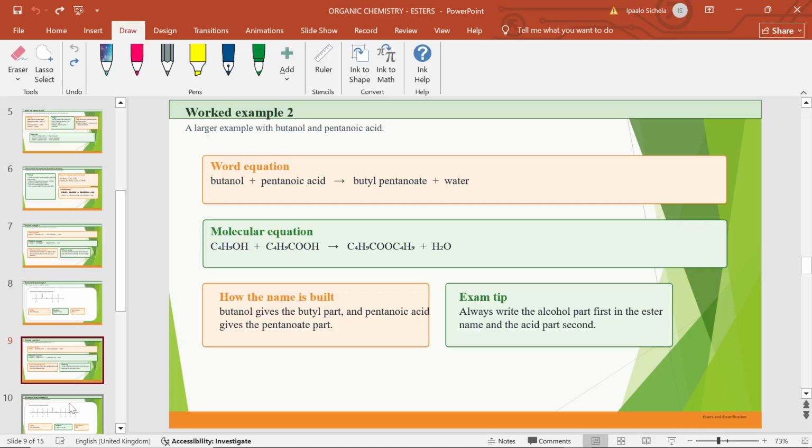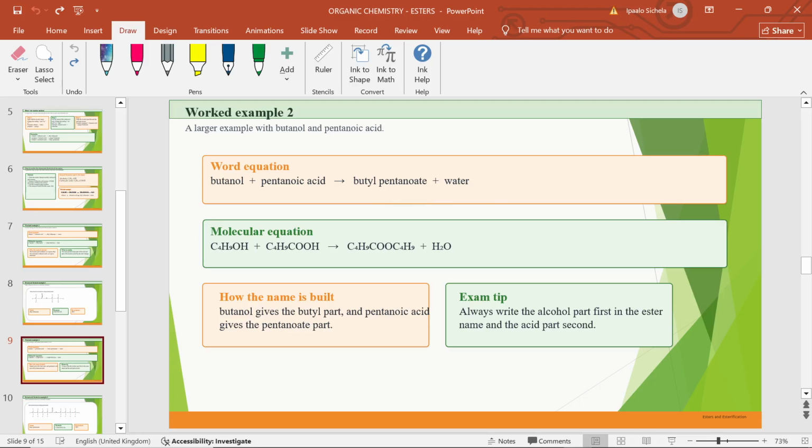So then we have example 2. What if we have butanol reacting with pentanoic acid? Remember, how do you write the name of the ester in words? You first change the ending of the alcohol from ano to yl, so it's going to be butyl. Then you change the ending of the carboxylic acid from anoic to anoate, so it's going to be pentanoate. So butyl pentanoate. Then you combine them to get butyl pentanoate plus water.